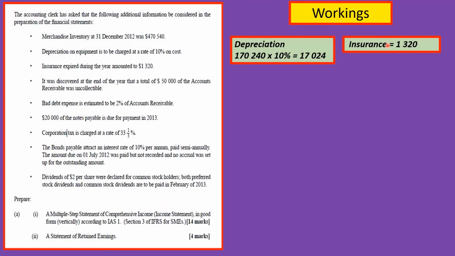Next, we have the insurance expired during the year, which amounted to 1,320. So that is going to be the amount for insurance. Normally we transfer the expired portion to the profit and loss account.